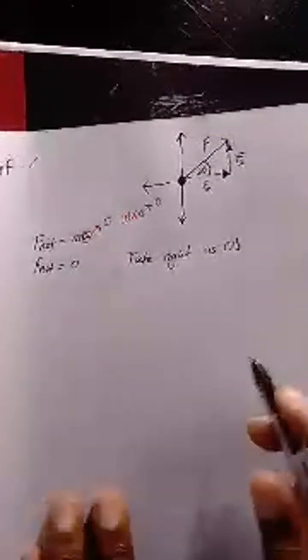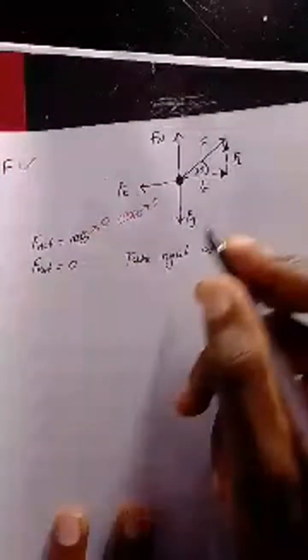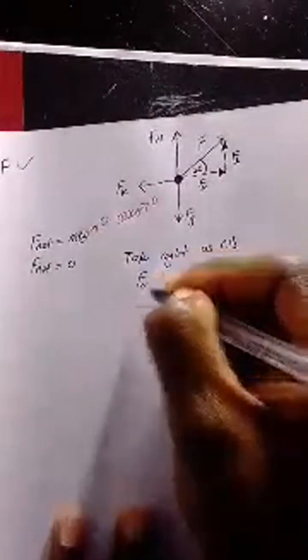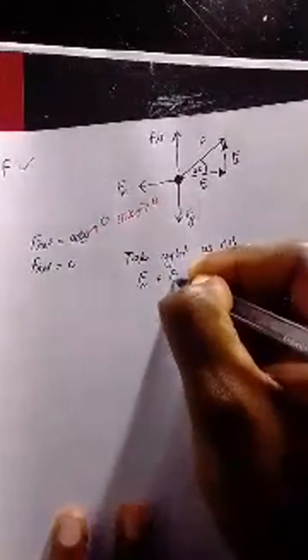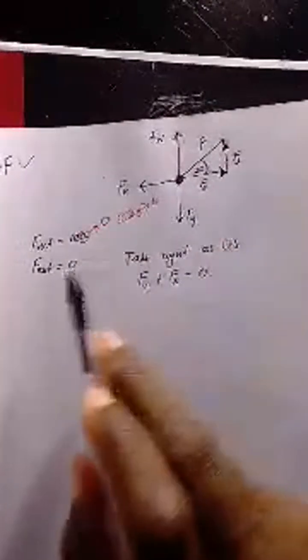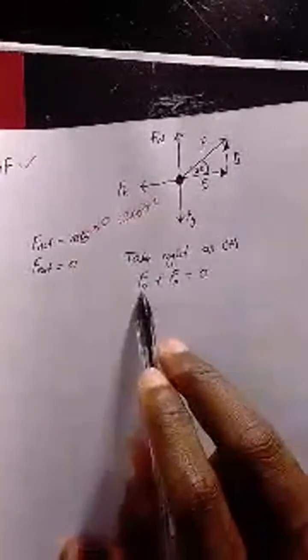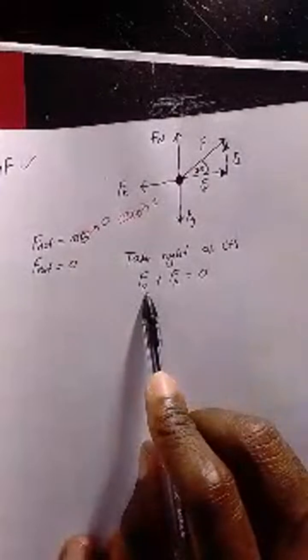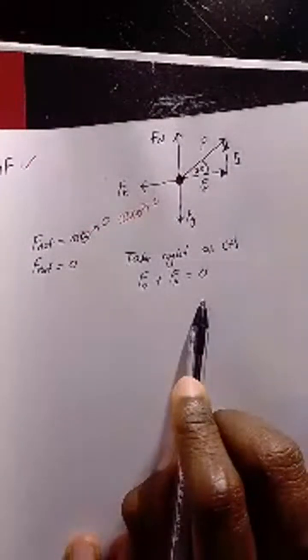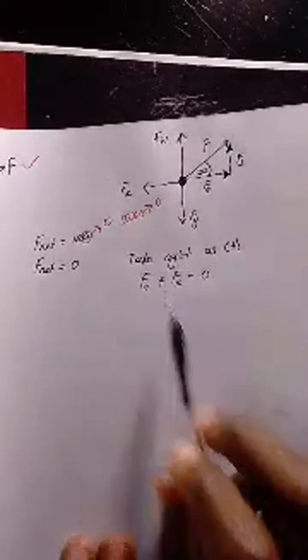So now we are taking right as positive. You need to look at all the components or the forces that are acting on the horizontal. Since right is positive, we have F parallel plus Fk equals 0. Now, F parallel we don't know, Fk we don't know. Hey, this is a problem.